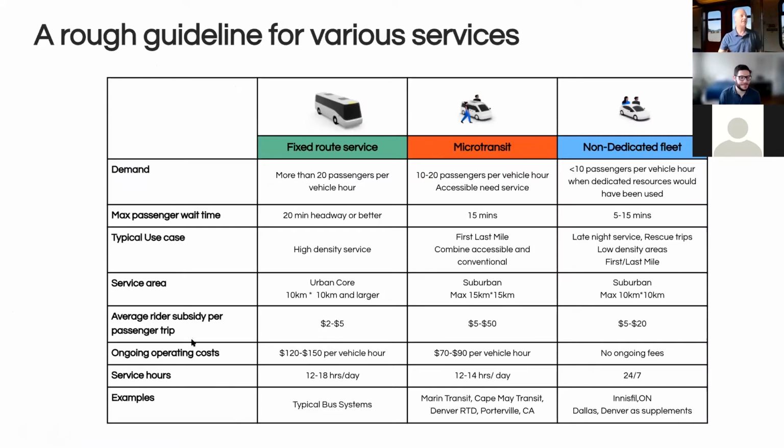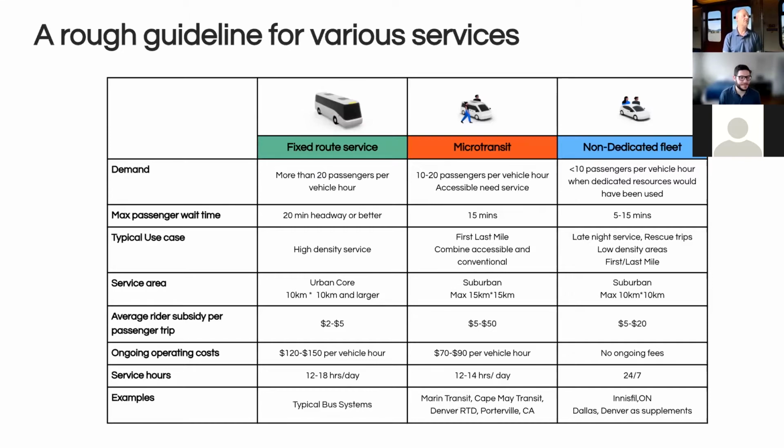Then lastly, just to give you all a rough guideline from experience of what makes sense to operate at what type of day or what type of location, as you can see, I made a comparison between fixed route service, microtransit, but also non-dedicated fleet. Because we see already, for example, at places like YRT, but also in the Montreal region, a mixed use of microtransit and non-dedicated fleet in the form of taxi, making sure that certain trips are being met when microtransit can't fulfill those trips.